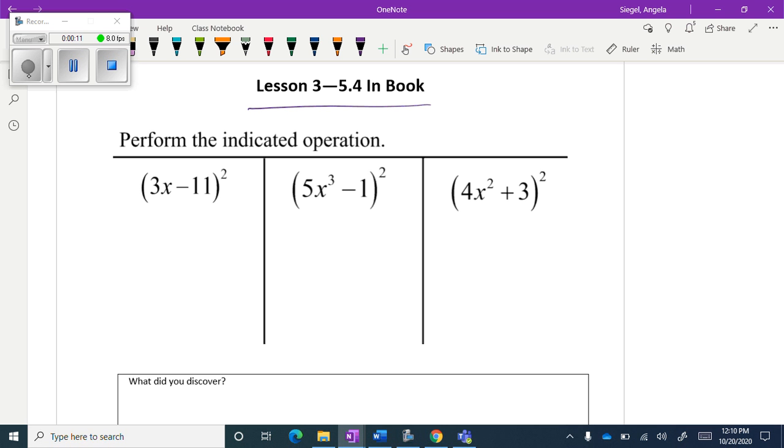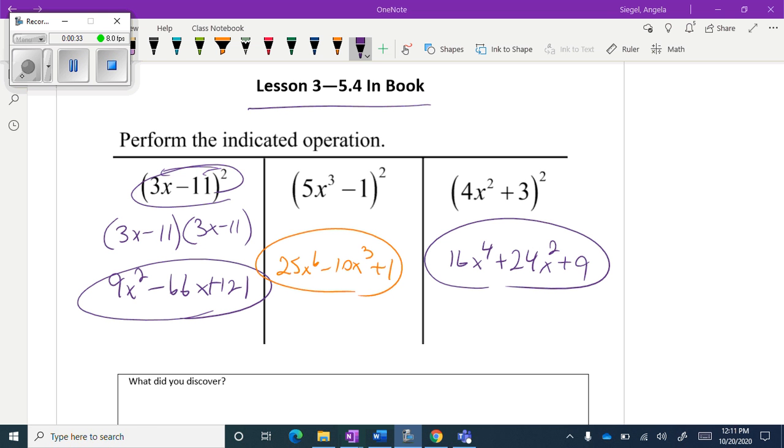So what I want you to do is multiply each of these together. Know that when it's squared, you don't ever just distribute the square. You FOIL it, or however you distribute it, and I want you to come up with an answer for these three.